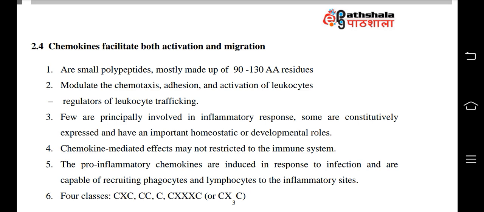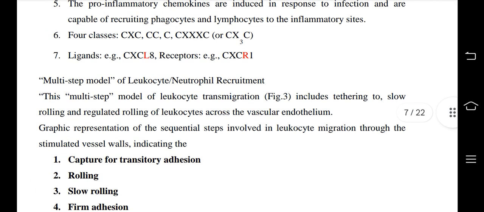The pro-inflammatory cytokines are induced in response to infection and are capable of recruiting phagocytes and lymphocytes to the inflammatory site. Multi-step model of leukocyte and neutrophil recruitment.